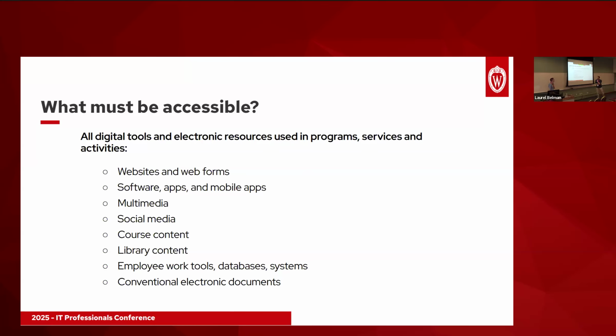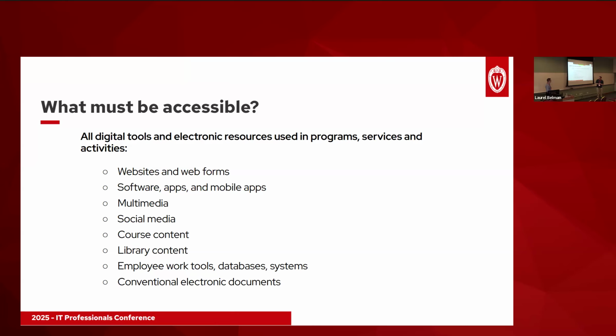And then, yeah, for what must be accessible, it's really easy to say all digital tools, but a lot of folks want to know what that means. So some of this will be easier than others. Websites and web forms, I think there are a lot of resources that exist for that now, so we can start moving on that. Software apps, like desktop or mobile, can be a little bit harder to test. Multimedia, we're going to talk about things like captions, audio descriptions, and transcripts. Social media content, so stuff that we post out to folks, we need to make sure we're including all text and good links. Course content, no shortage of that going on.